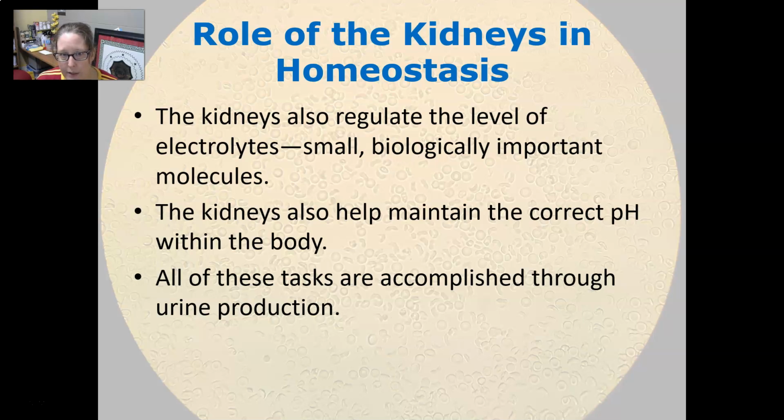So the kidneys also regulate the levels of electrolytes, which are small biologically important molecules, and they help to maintain the correct pH within the body. So the electrolytes are like your sodium, your potassium, chloride, and so the kidneys are very involved in regulating the sodium balance, or wherever sodium moves, chloride will move. And they help maintain the correct pH within the body by moving hydrogen ions and bicarb, depending on where they need to go, if there's excess in the body that needs to be taken out in the urine, or if some needs to be reclaimed and added back to the body. So all of these tasks are accomplished through urine production.